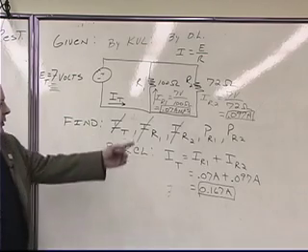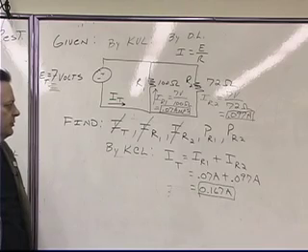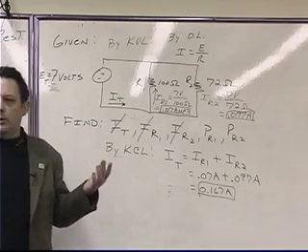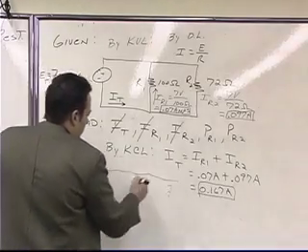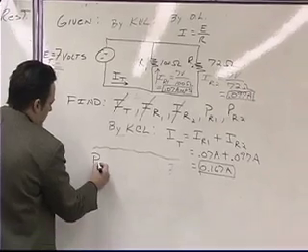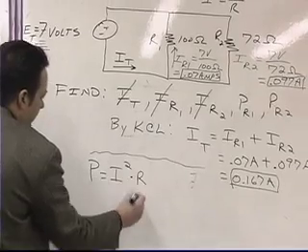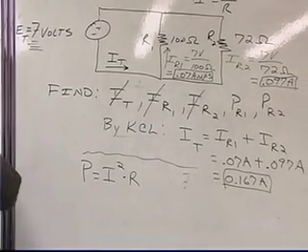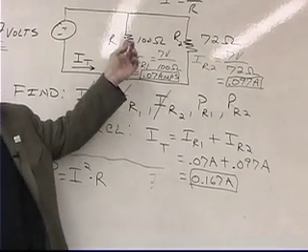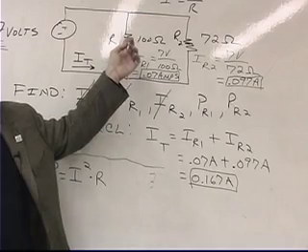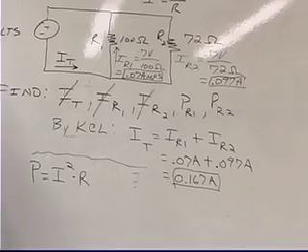Now, to figure out the power that's dissipated by each one of these resistors, I go to my Ohm's law wheel, okay? And one of the formulas that I find in my Ohm's law wheel is a formula that says power is equal to current squared times resistance. Well, if I know what the resistance is and I know what the current is flowing through the resistor, then I can figure out how much power is being dissipated as heat in watts.